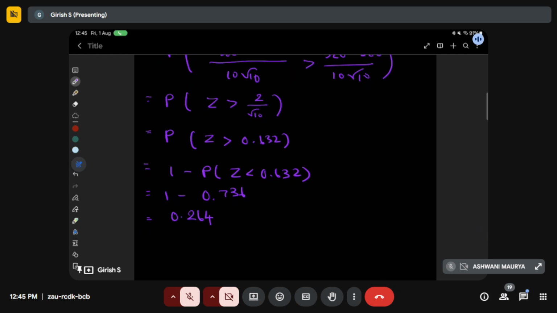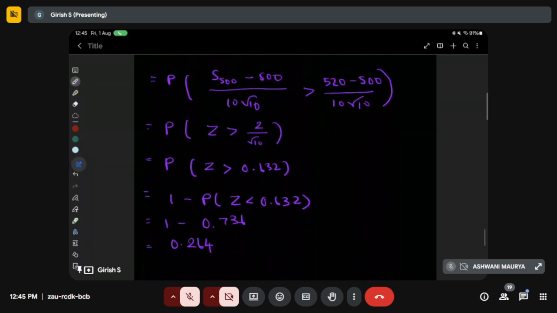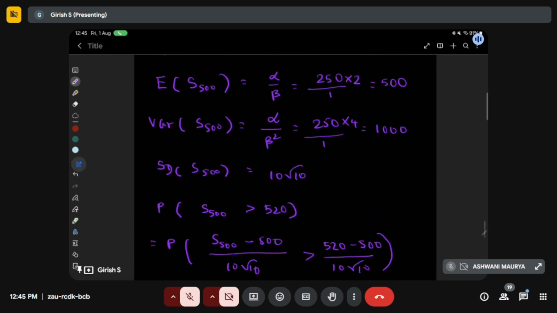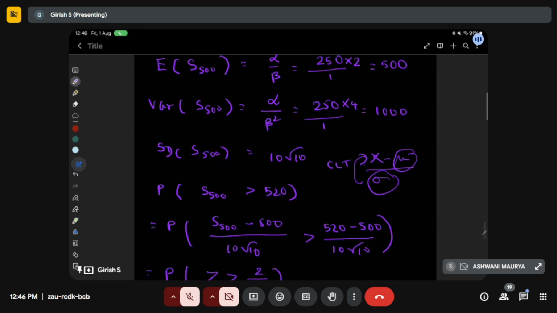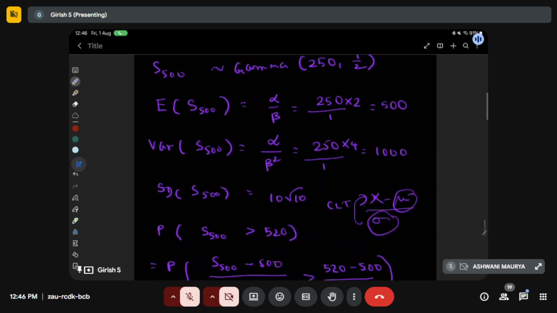Yes. Any other doubts in this problem? How is mu 500? Like I said, in CLT, when we are converting anything of the form X minus mu divided by sigma, this sigma corresponds to this one. Here X is basically S500, so we wanted to subtract the expectation of S500 and the standard deviation of S500. And S500 follows a gamma distribution. Okay, fine.